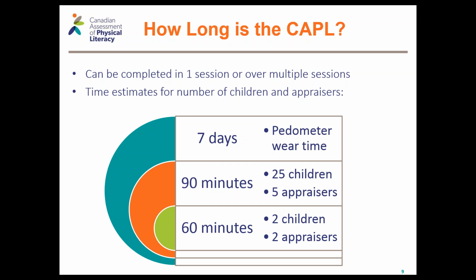So if you have, let's say, 25 children and 5 appraisers, you can actually go through all of the CAPL protocols in that amount of time. If you have, let's say, just 2 children and 2 appraisers, and again, the 2 appraisers would only be needed for the Kansa, or the obstacle course protocol, you'd need about 60 minutes to go through those 2 children.